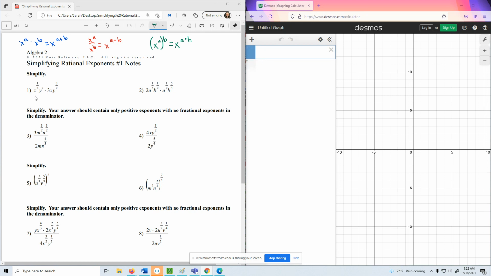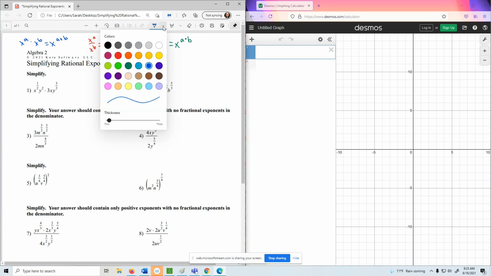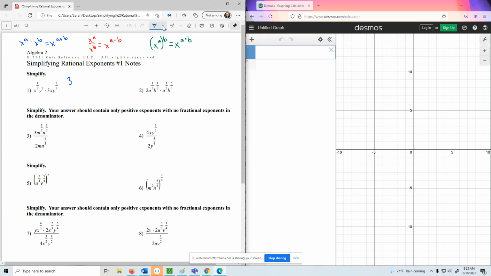So let's take a look at this first one. I'm going to be using my product rule because I see multiplication here. And just like when we've done product rule in the past, we know we're going to multiply our coefficients. But since I only have one coefficient, in my final answer, I'm going to have a coefficient 3 no matter what. And then I'm going to add any like exponents.